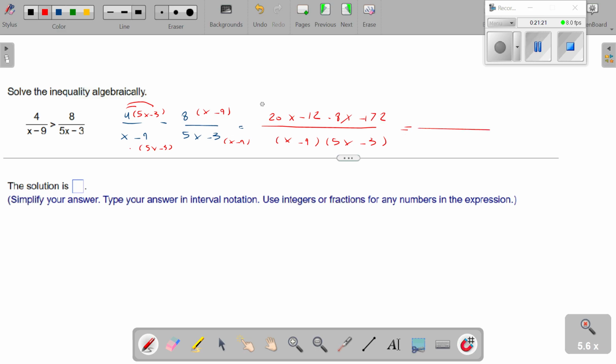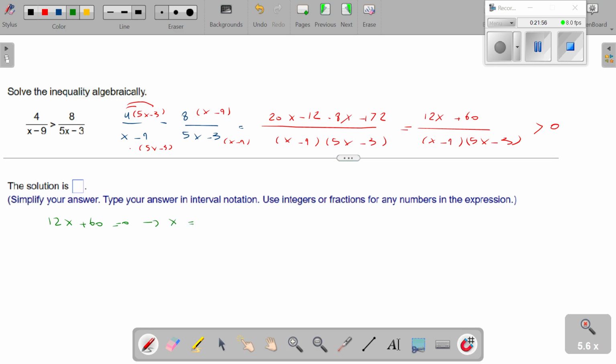Now combine the like terms. 20x and negative 8x will be 12x. And negative 12 plus 72 is 60. The denominator is (x minus 9)(5x minus 3). And this whole thing should be greater than 0 because we moved this to the left. Okay, now it's time to solve this. First, you set the top equal to 0 to find the zero of the function: 12x plus 60 equal to 0.